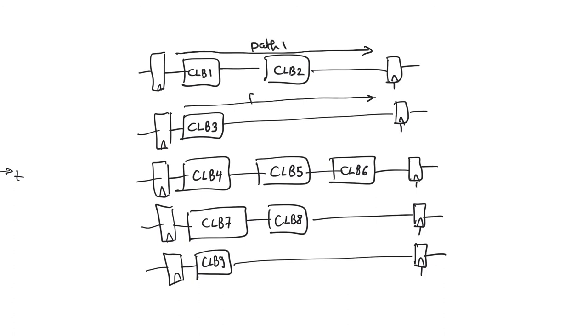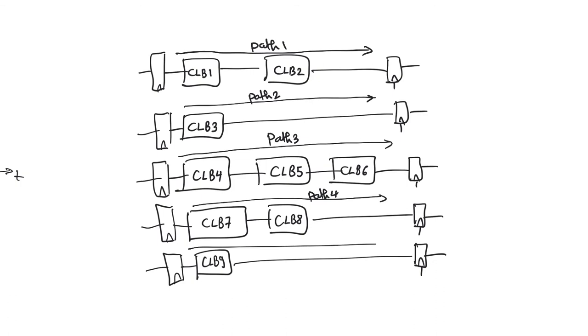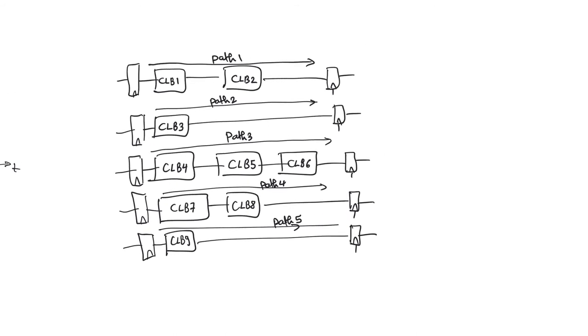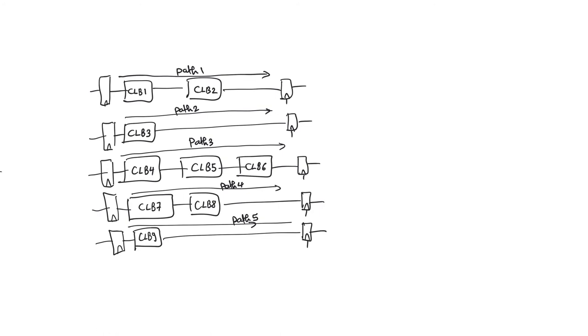A path is a specific combinational path between two registers. We will call these path 1 through path 5. A path is defined as a possible path between two registers. Now, let's try to find out the clock period of the clock in this case.